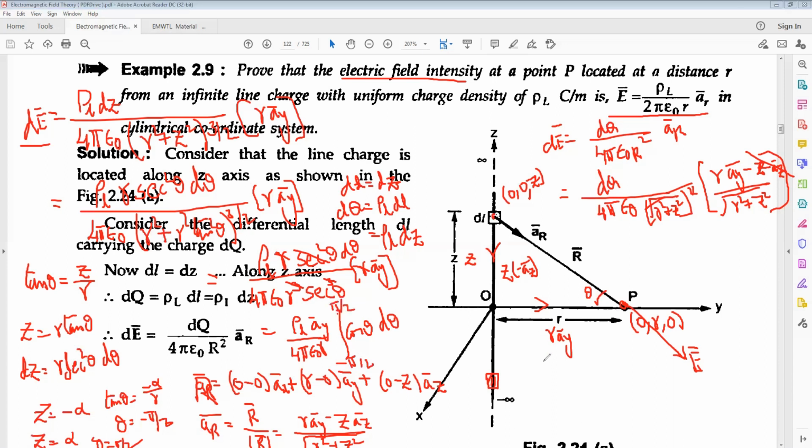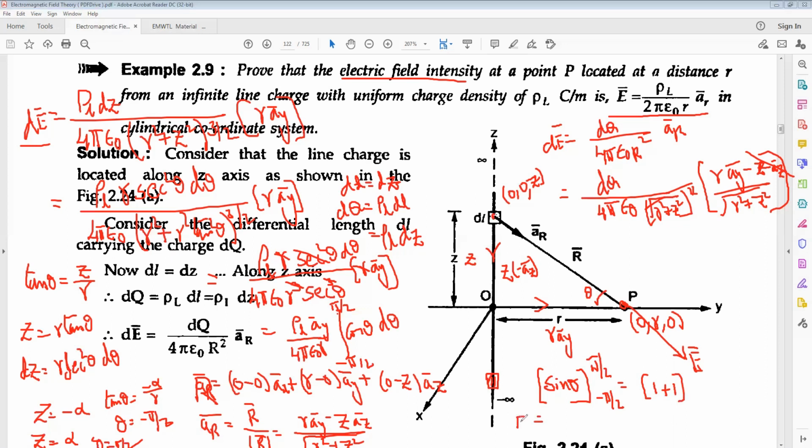What is the integral of cos theta? It is sin theta, from minus pi by 2 to pi by 2. I'm applying only the integral. What is sin pi by 2? It is 1. And sin of minus theta is minus sin theta, so again sin pi by 2 is 1, minus of minus 1. We get the total value as 2.